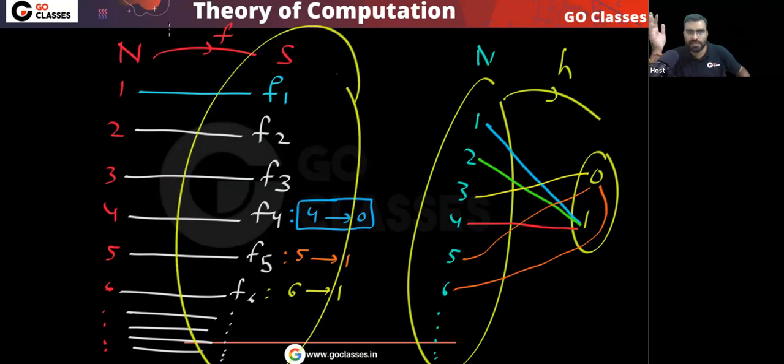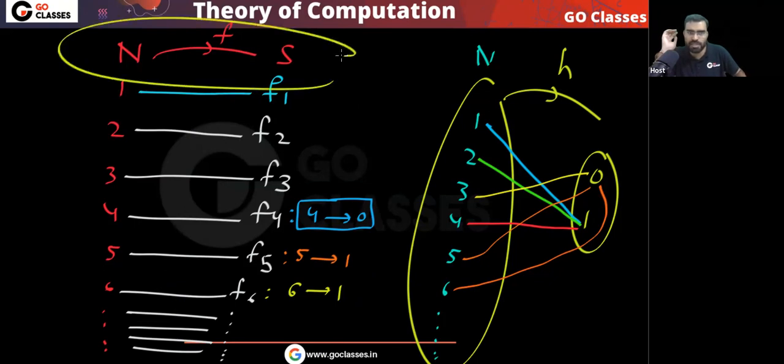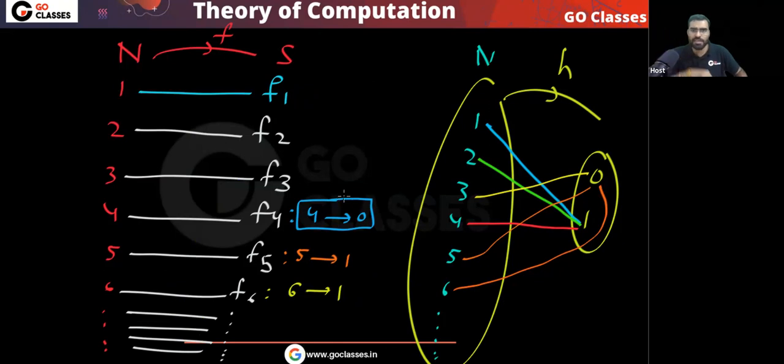What is the set? The set is the set of functions. Yes or no? Your base set is the set of functions from n to {0, 1}. Now, we are assuming there is a bijection. Okay, so let's assume this is the bijection. Now we are creating a function h, which is different from all of them.